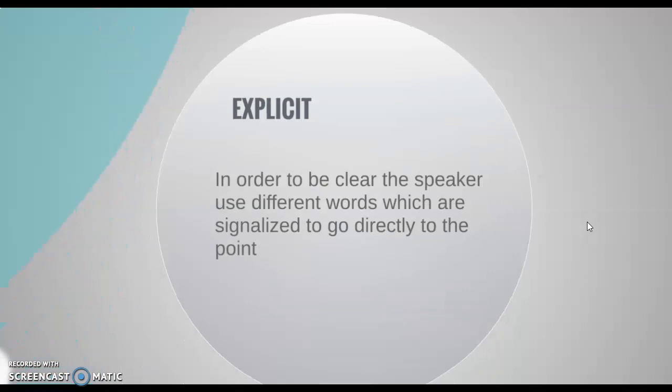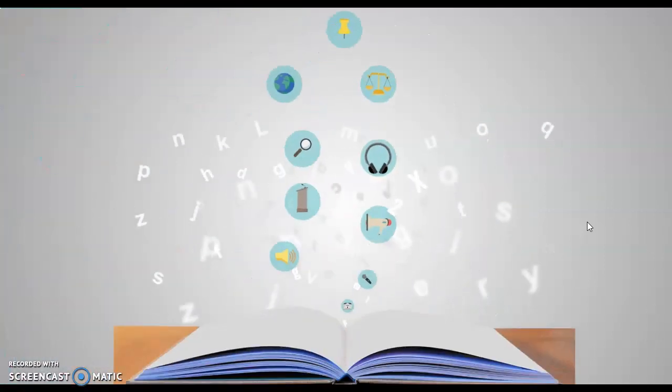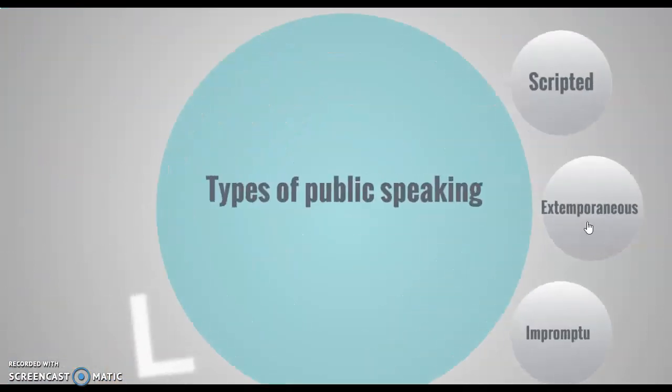In the explicit idea, you always have to think that you have to be clear. The speaker needs to be clear. Use different words which are signalized to go directly to the point. Yes? Like, for example, to sum up, in conclusion, you go directly to the point. So, I will conclude my presentation with the types of public speaking.